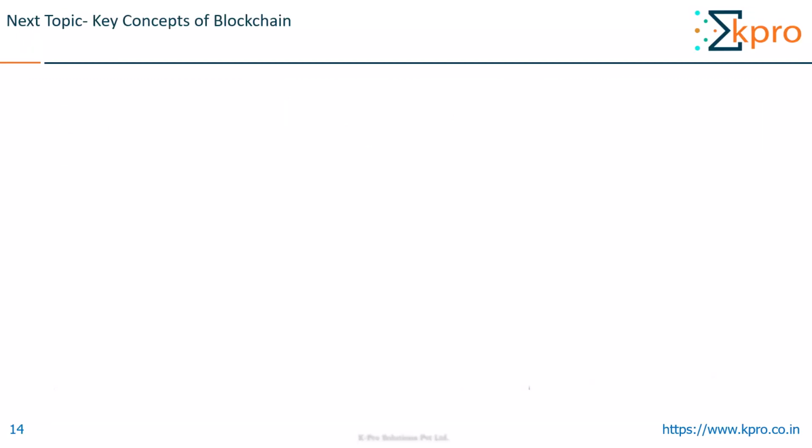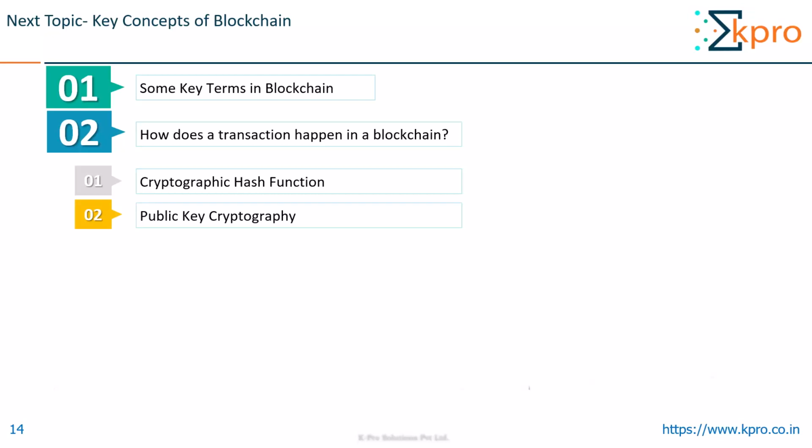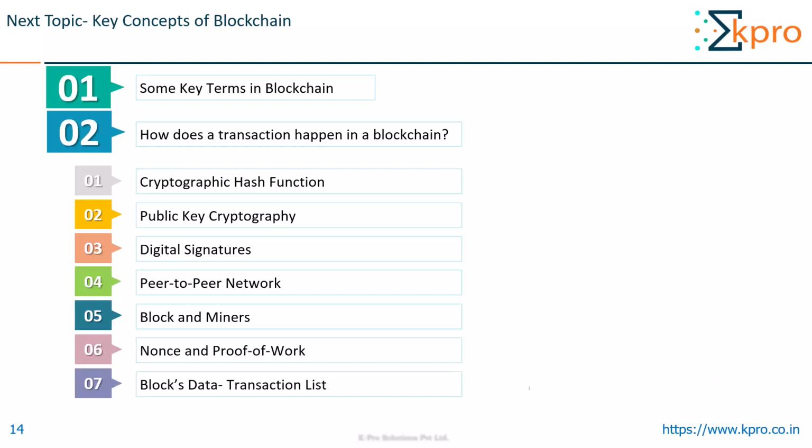In the next video, I'll be talking about the key concepts of blockchain that will include some key terms in blockchain, how does a transaction happen in blockchain, which will include cryptographic hash function, public key cryptography, digital signatures, peer-to-peer network, block and miners, nonce and proof of work, blocks data, that is the transaction list, and the mining reward.